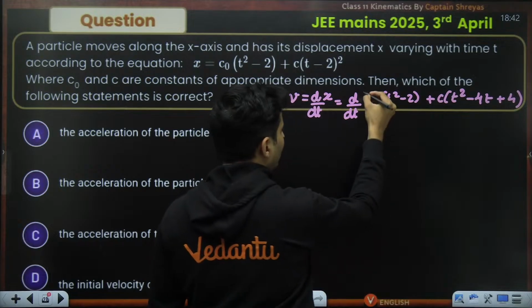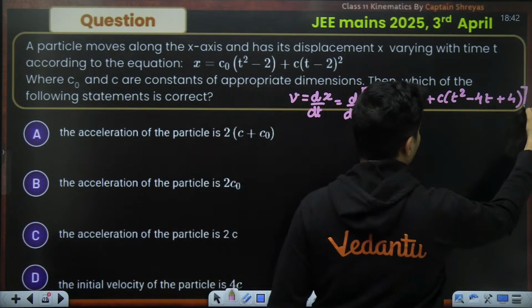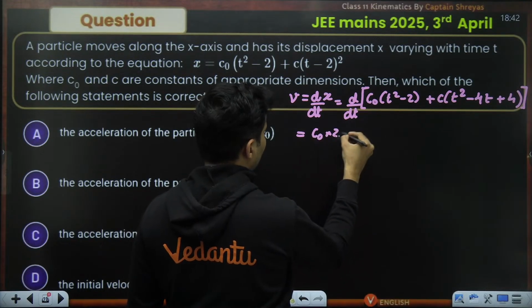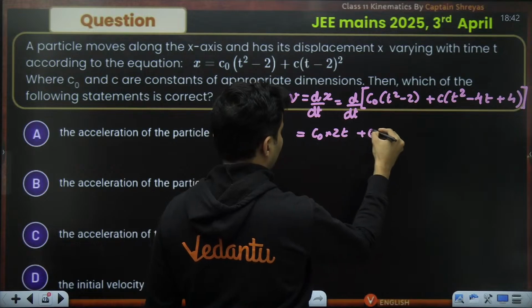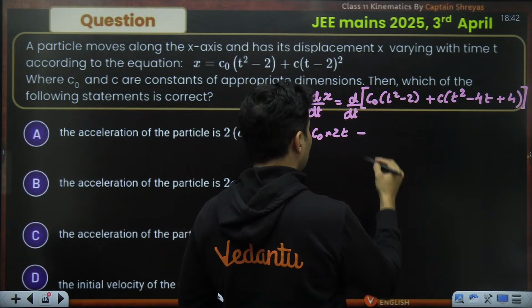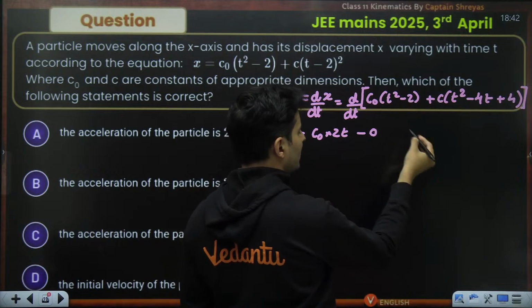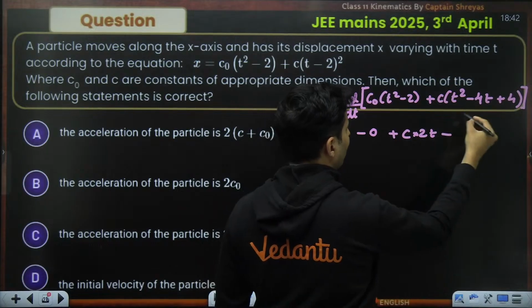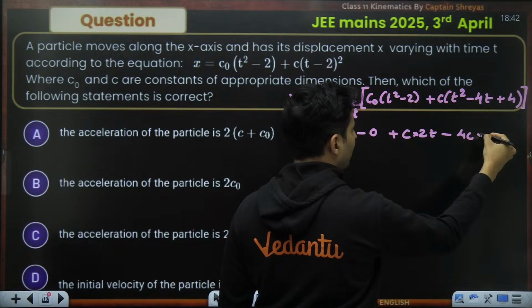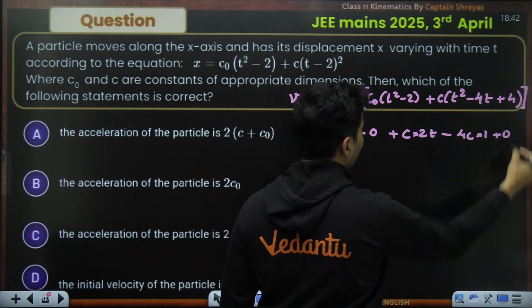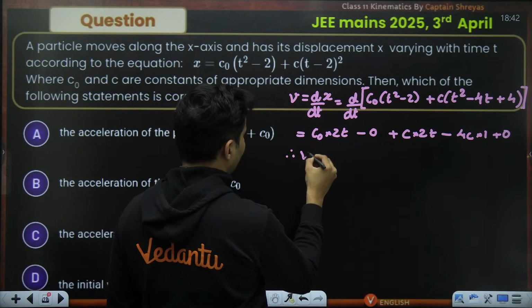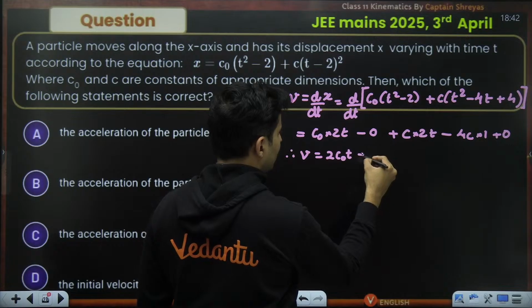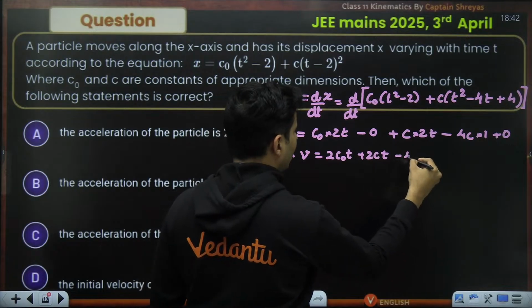That's all. So when you take the derivative of this whole thing, let's see what you will get. T square's derivative is 2t. Then constant is there, so 0. C naught into 2 is 2 C naught. Constant's derivative is 0. Plus C is there. T square's derivative is 2t, minus 4c. T's derivative is 1. 4c is a constant, so derivative is 0. So therefore, velocity will be 2 c naught t plus 2 ct minus 4c.